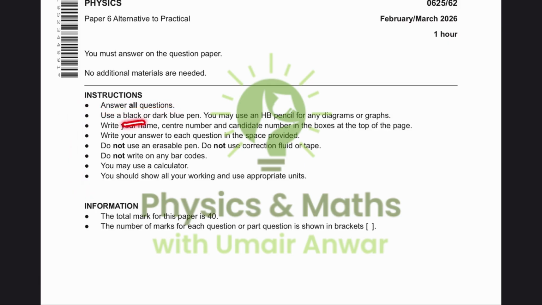We have to use a black pen, and we may use an HB pencil for any diagrams or graphs, which we are going to shortly see in the paper. Similarly, we are not allowed to use an erasable pen. We cannot use correction fluid or tape, and we don't have to write on any barcodes. And the use of a calculator is allowed. We have to show all the working, and we have to use appropriate units. The total marks for the paper are 40, and individual marks will be shown in front of each part.